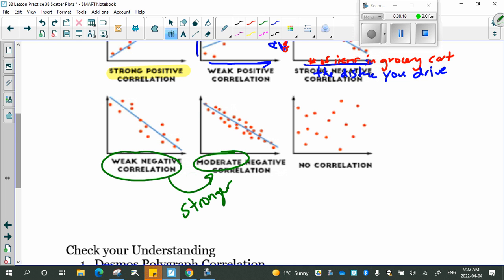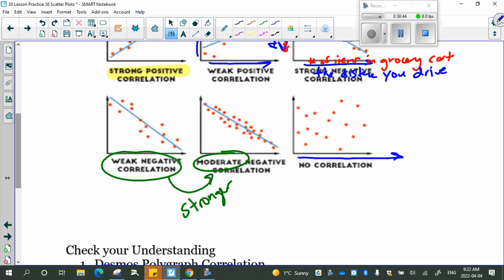And no correlation. So why does this one have no correlation? Right, so if I'm thinking as this gets bigger, what's happening here? Could I predict with any kind of success what's happening here as X gets bigger? No. Sometimes it's getting bigger, sometimes it's getting smaller, sometimes it's in the middle. There's no correlation between them.